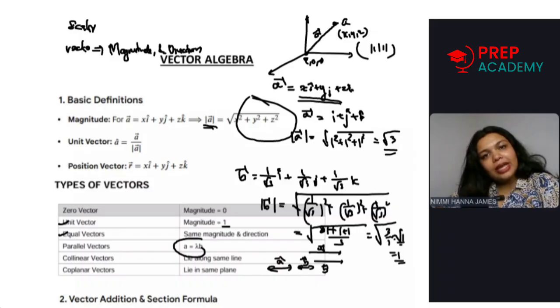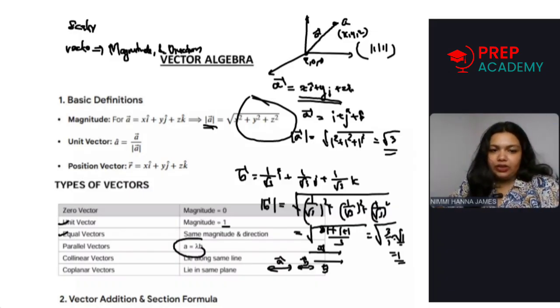Coplanar means they lie in the same plane, the same xy plane or yz plane. They lie in the same plane. Okay, that's it. Now, unit vector.